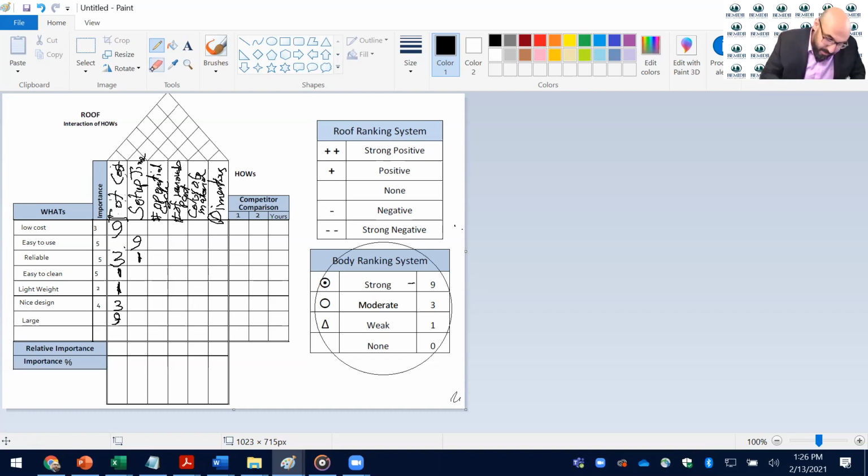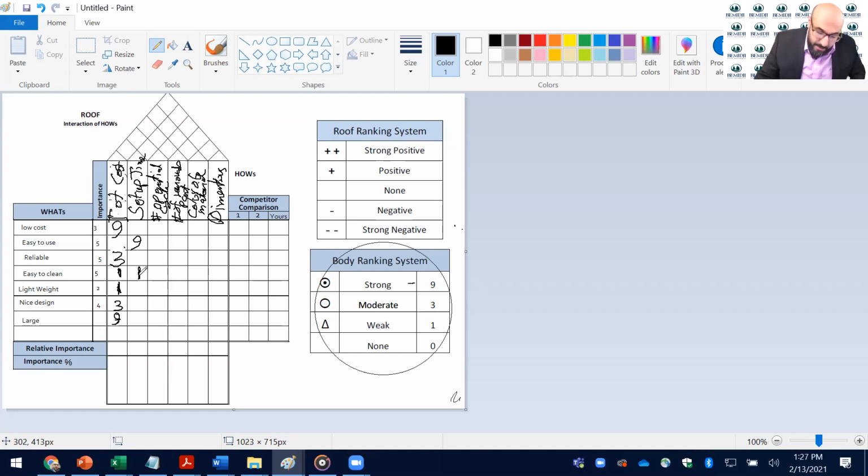Not here. The one would be down here with the easy to clean and the setup. There could be some relationship. If it's easy to clean, maybe it's easy to set up time. Setup time and lightweight, I don't see any relationship. Setup time and nice design, I don't see anything. Setup time and large, I don't see any relationship.